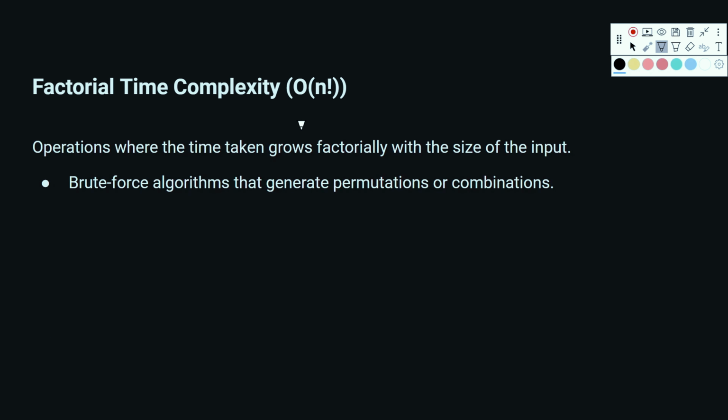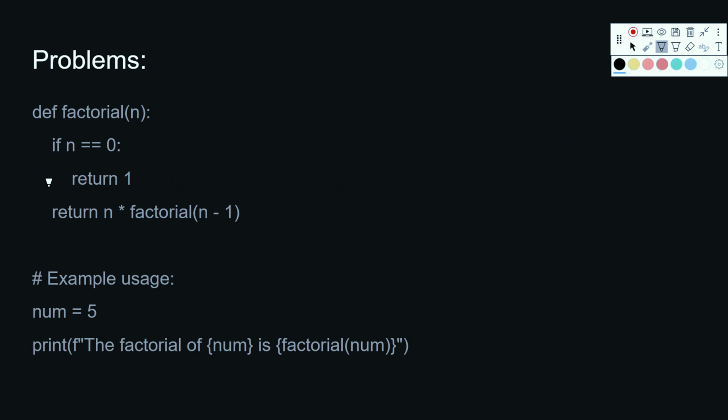Now the next one is factorial time complexity. You'll be able to see this mostly in brute force algorithms that generate permutations or combinations. Let us see a simple code. It will be taking 1 unit of time, 1 unit of time, because this is a simple if, this is a simple return statement. Then we have another recursive call over here. What is it doing? It is multiplying n with n minus 1, whatever the value will be.